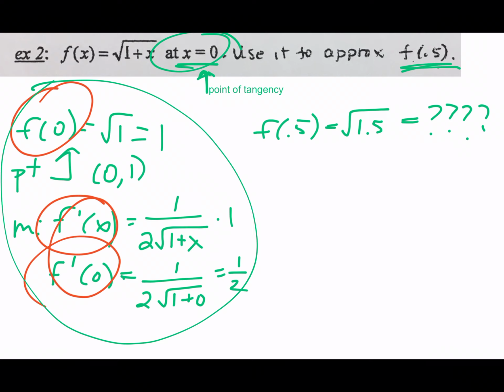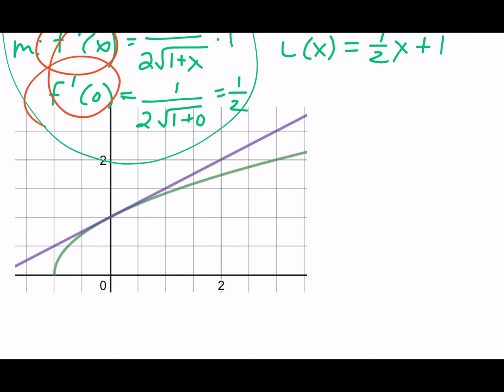Okay, so I have a slope of a half, a y-intercept of 1. The equation of that line is y equals mx plus b. And like I said, if you want to, you can relabel it L of x so you can tell the difference between them. Okay, that's my linearization. All right, what that means is that on the graph of the square root of 1 plus x, which is the green graph here, the tangent line at x equals 0 is the purple line there.